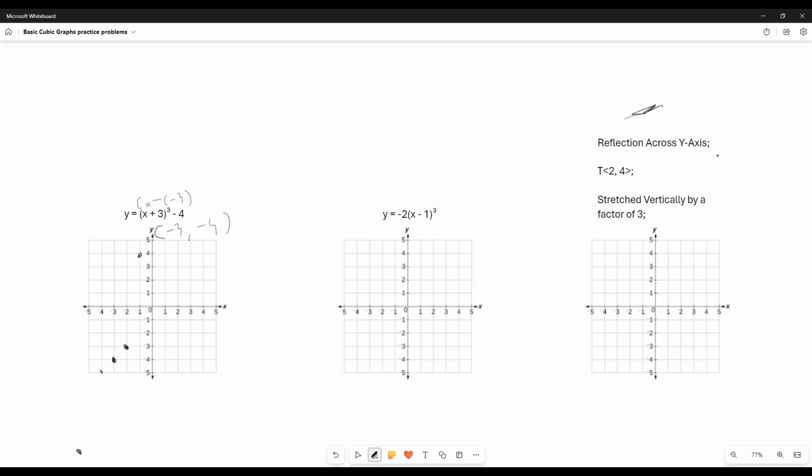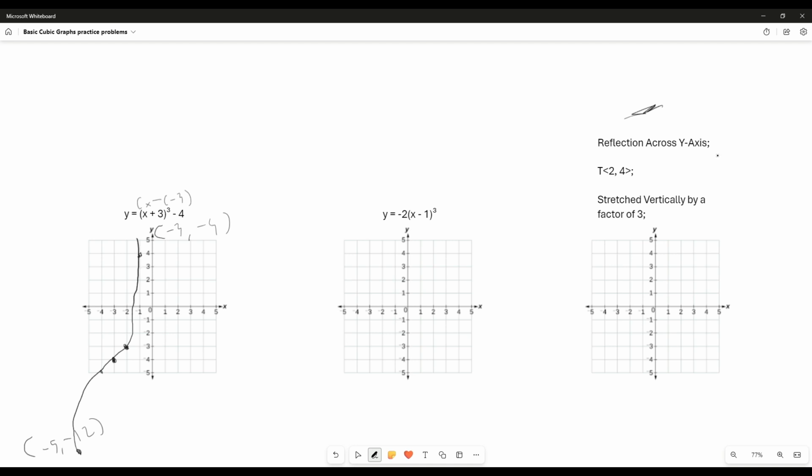For the ones that are off the graph, you should label them. You should really label all of them, but for time's sake, I'm not. So this will be at (-5, -12). Then you just graph it. Stick a line through it. Bam, that's your graph of that cubic function.